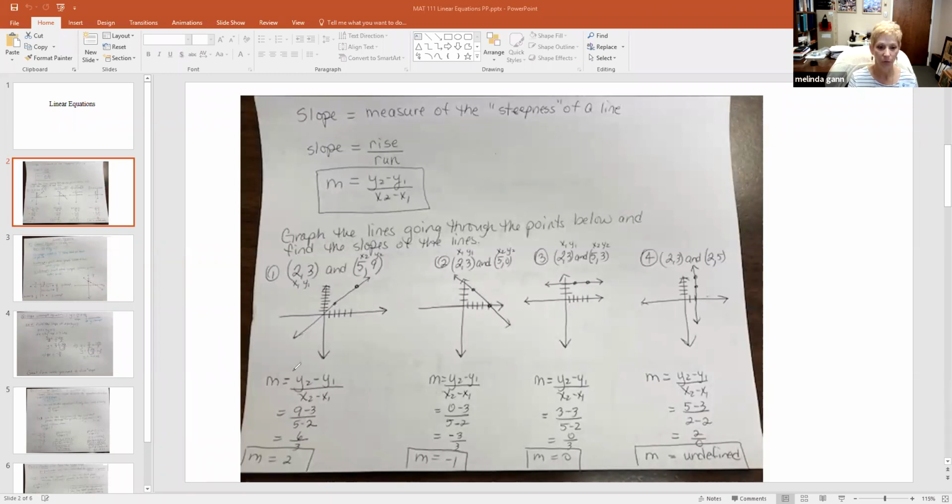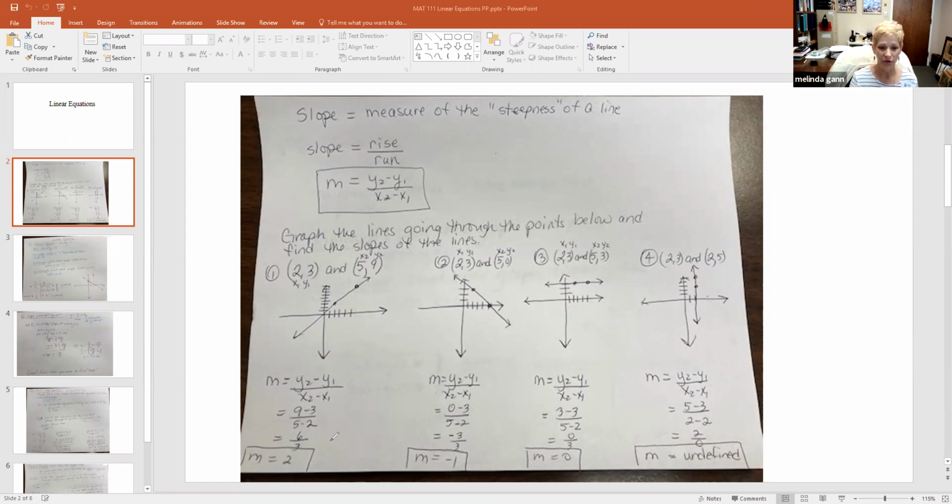So I go down here and always write your formula. Don't try to do it from memory. The way I have mine labeled, my y sub 2 is 9, and my y on my first point was 3, so I plugged that in. Then x sub 2 was 5, minus x sub 1, which is 2. Then, of course, 9 minus 3 is 6, 5 minus 2 is 3, and 6 divided by 3 is 2. So the slope of this line is 2.